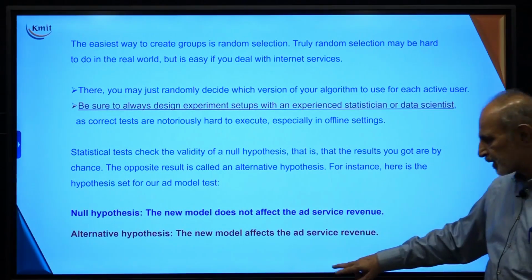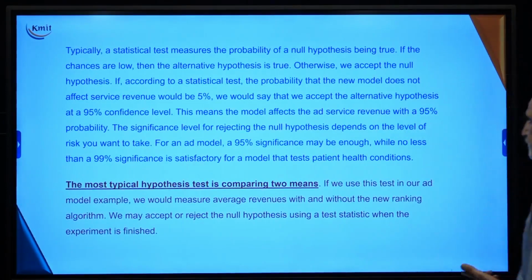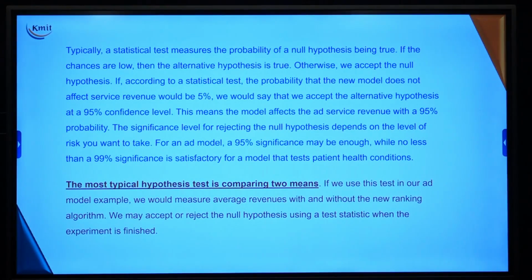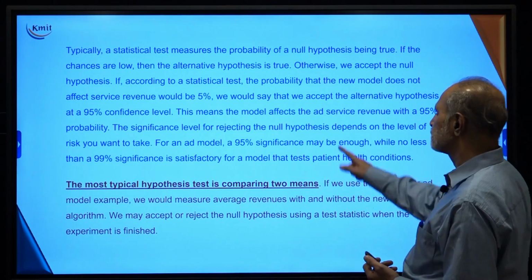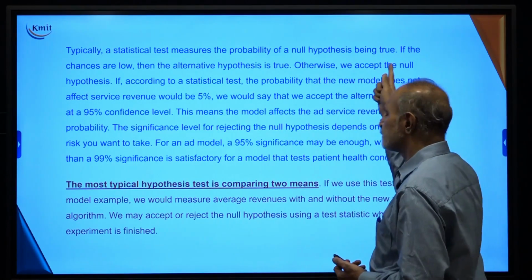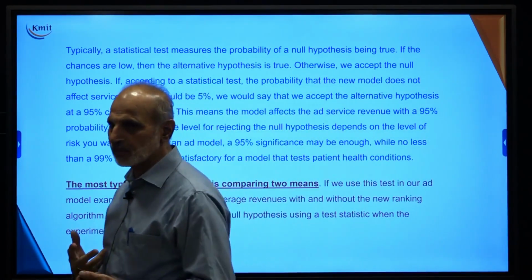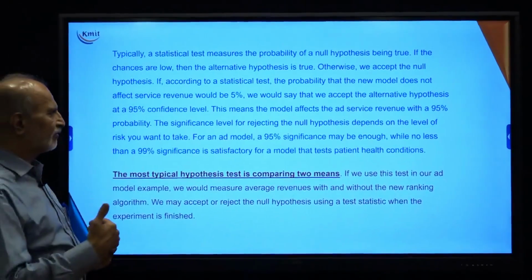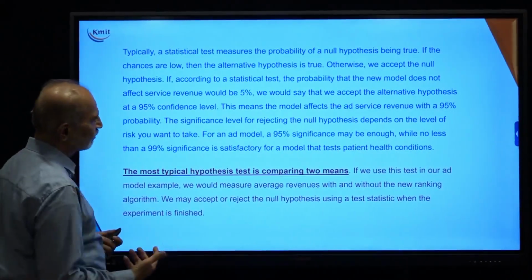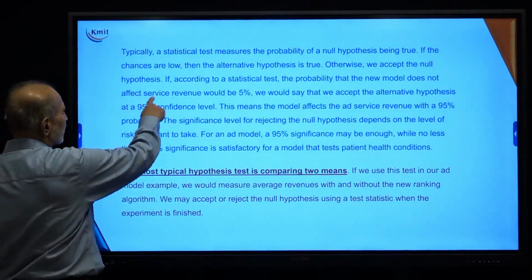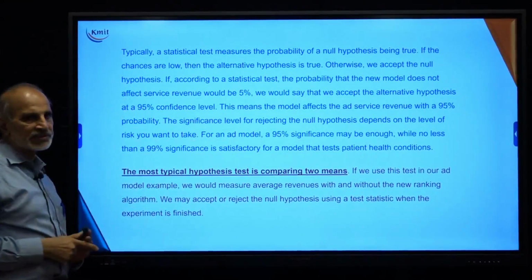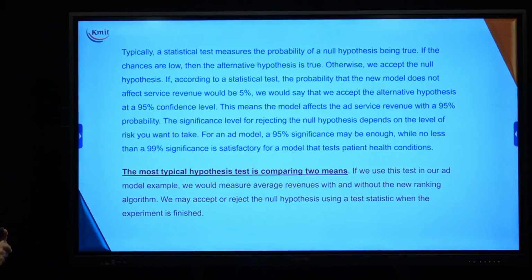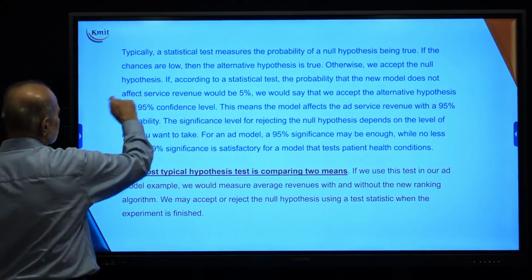So, that is a better option as an alternate hypothesis. Now, look at the satisfaction level and the level of a hypothesis. A statistical test measures the probability of a null hypothesis being true. I have to worry that at least my revenue should not come down. Even if a null hypothesis is there, I will accept that. If the chances are low, then the alternative hypothesis is the answer. Otherwise, we will accept the null hypothesis.